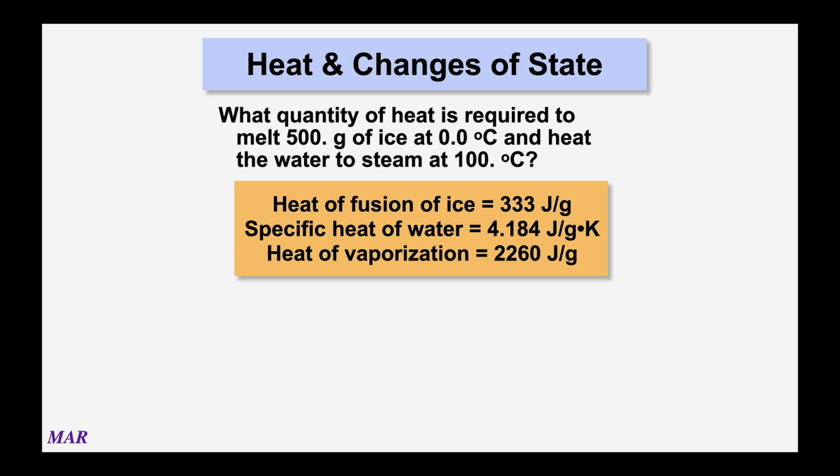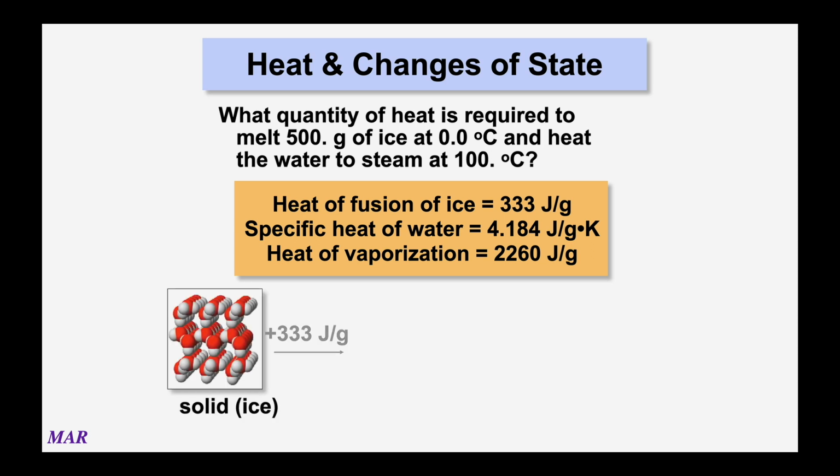Let's take 500 grams of ice at 0 degrees Celsius and heat it to steam, which is gaseous water, at 100 degrees. And we're going to need some constants for this. The heat of fusion for ice, which is the energy required to melt the solid, is 333 joules per gram. The specific heat of liquid water, which we talked about in Chem 221, and a number I'd like you to memorize, is 4.184 joules per gram Kelvin.